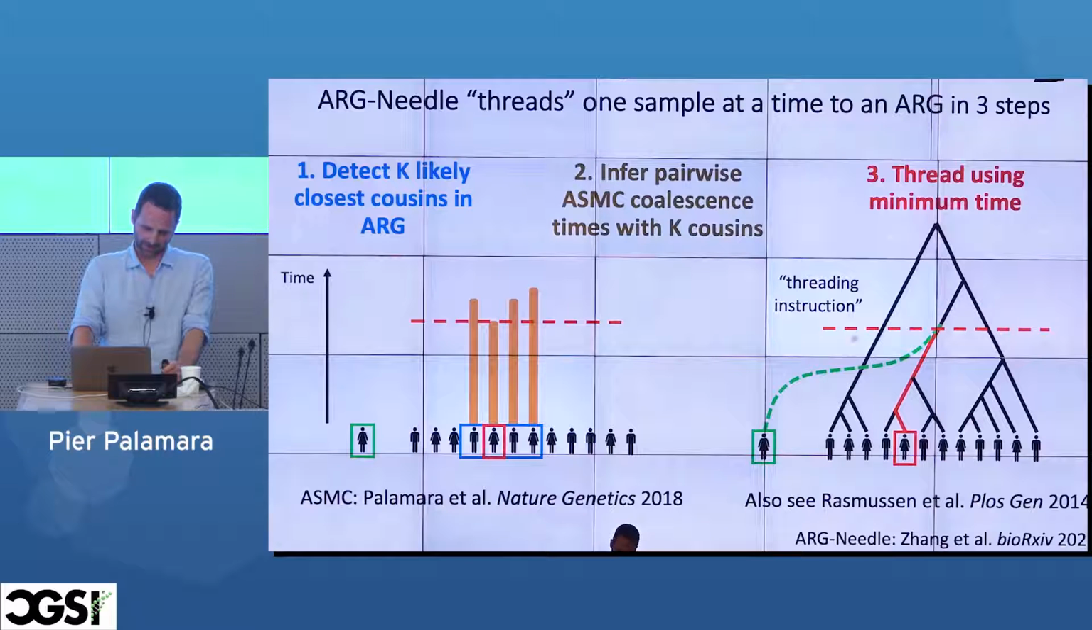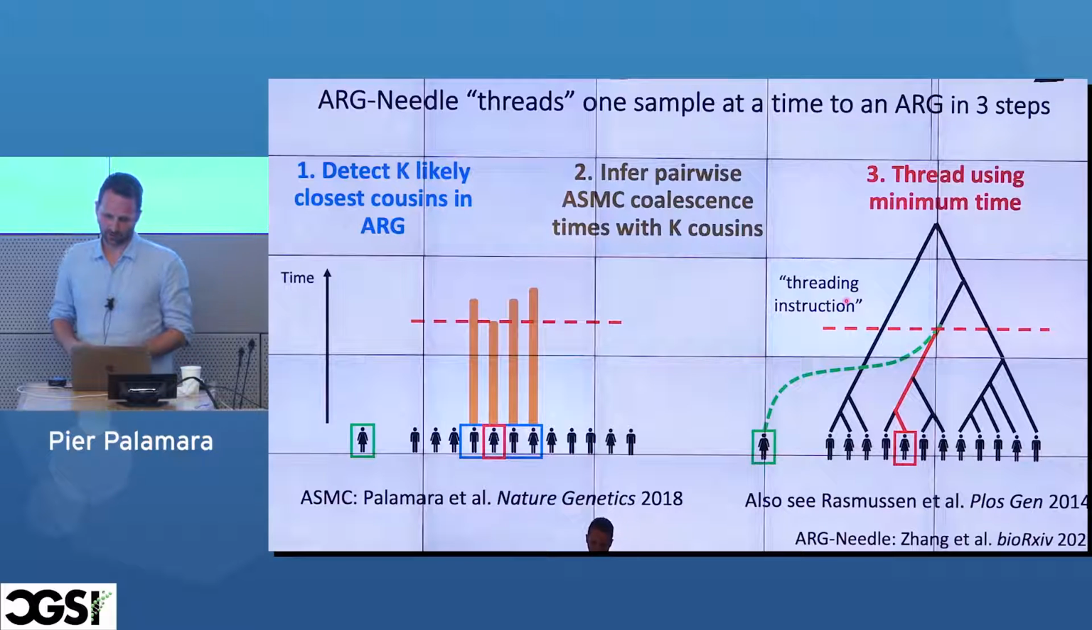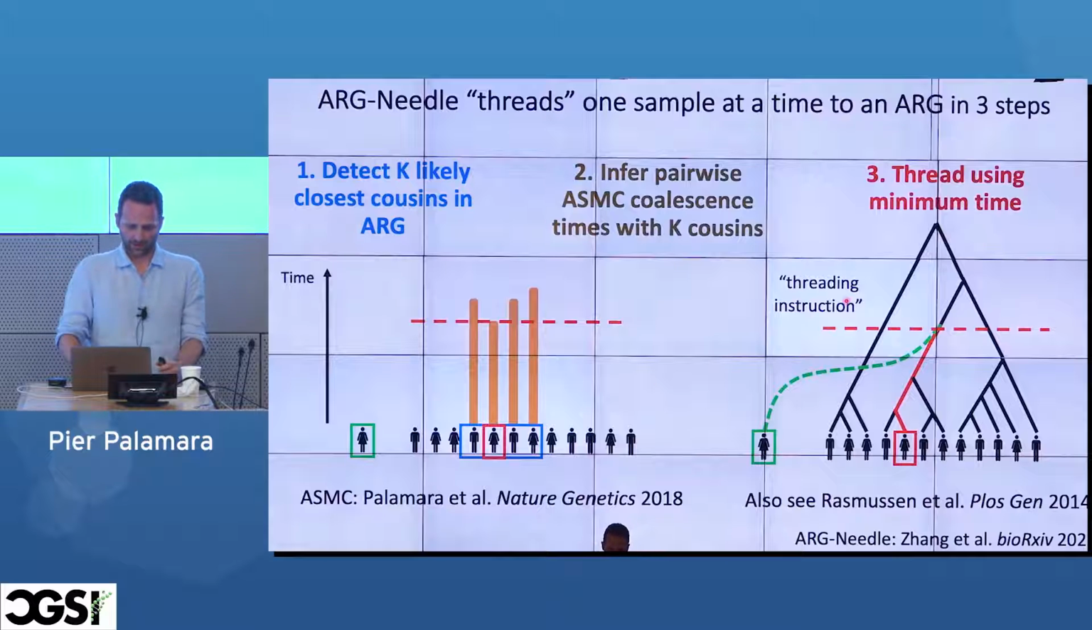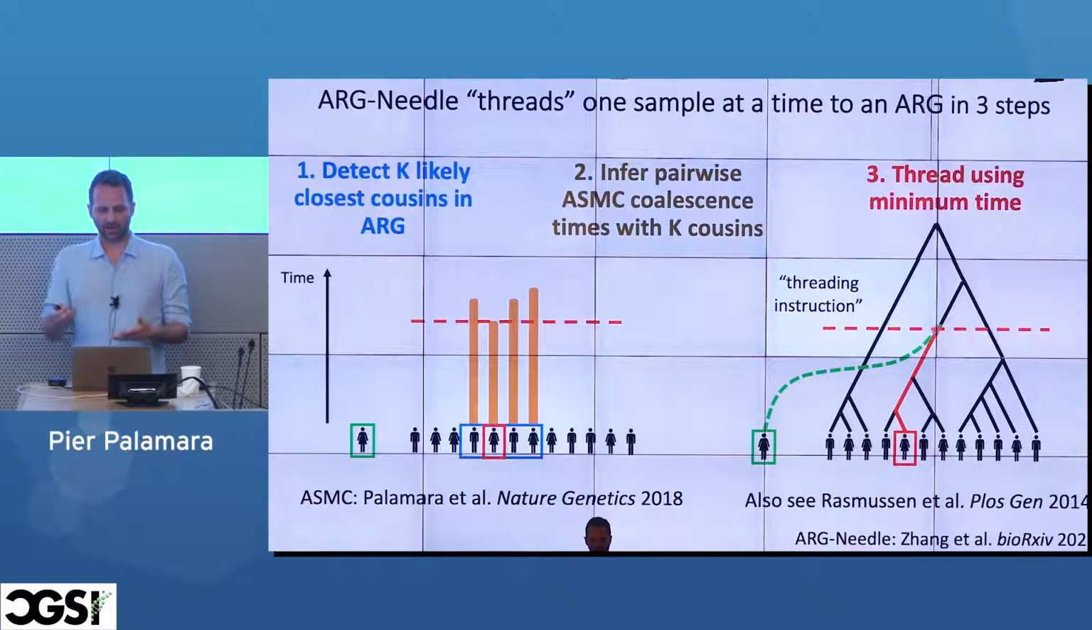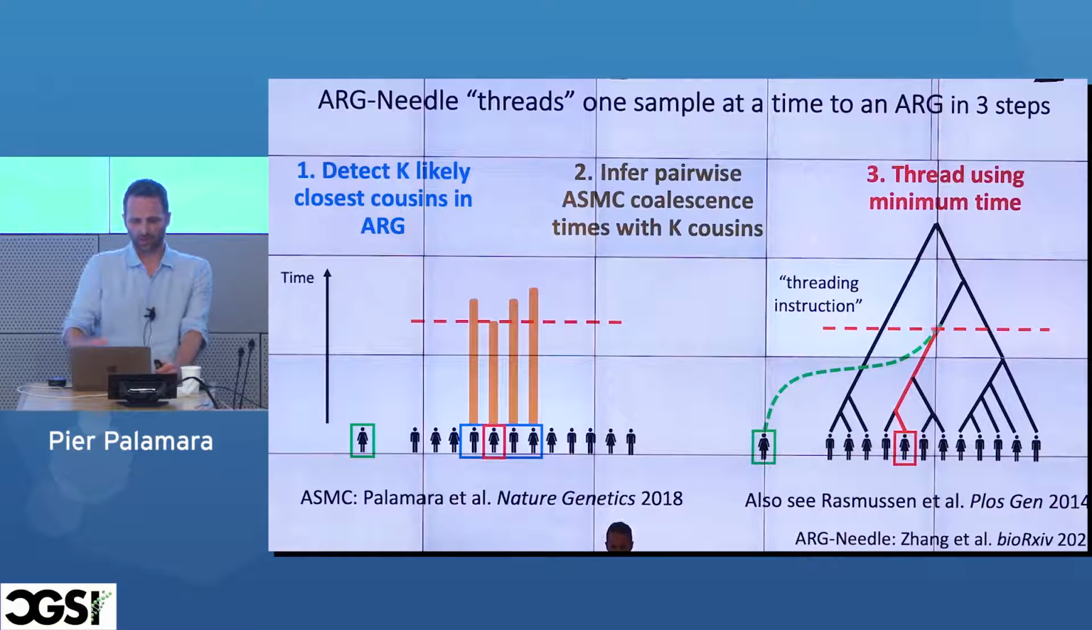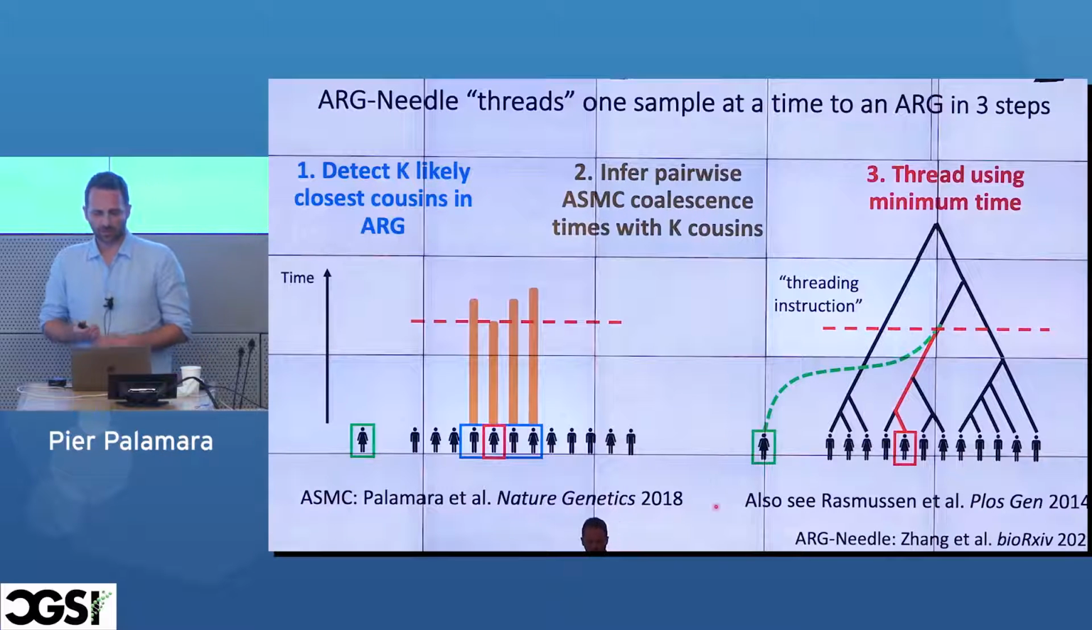And so I get something called a threading instruction, which means that that's all I need to actually add this sample to the ARG. So if I know which one is the closest sample and what height I have to attach this branch to, then I'm done. I attach that branch, and I have an ARG now that contains n+1 samples at every site, and I can keep going to the next iteration. So this is the algorithm, and again, it relies on a few tricks, including this ASMC step in the second step.